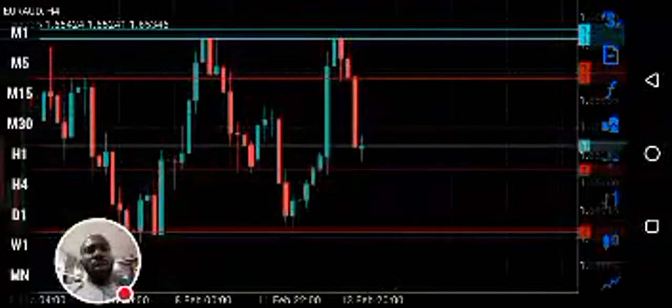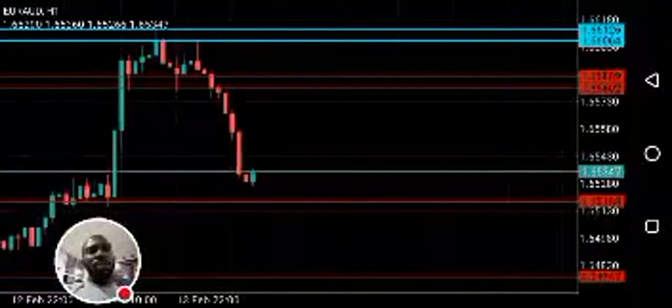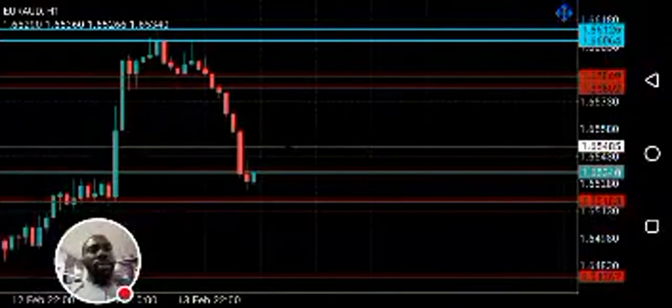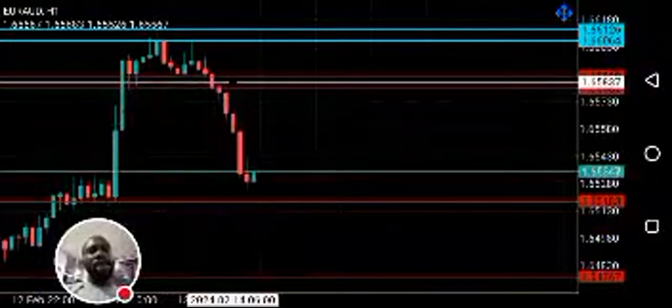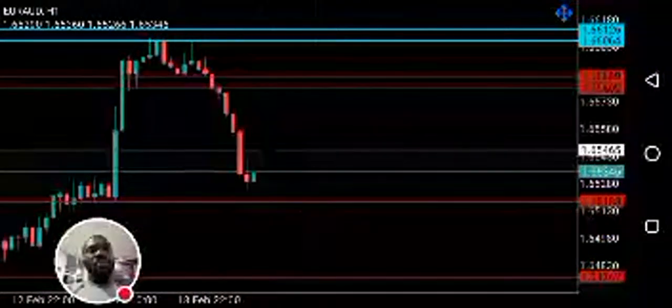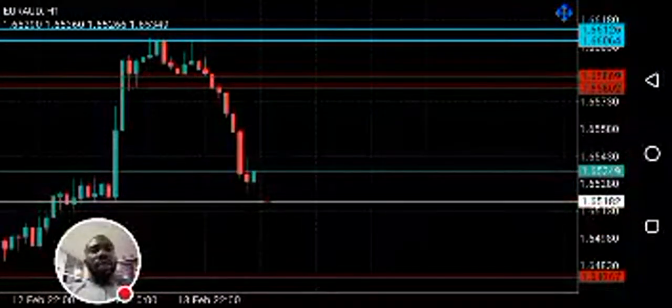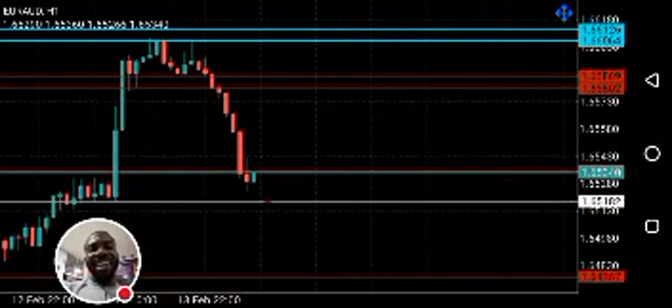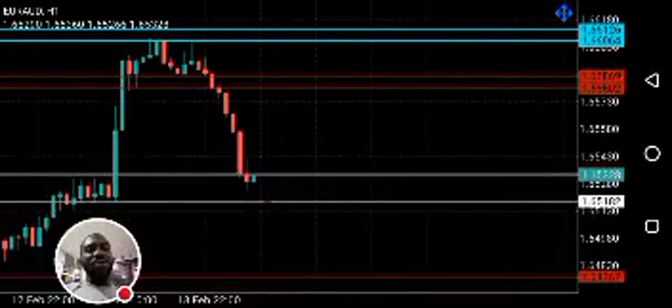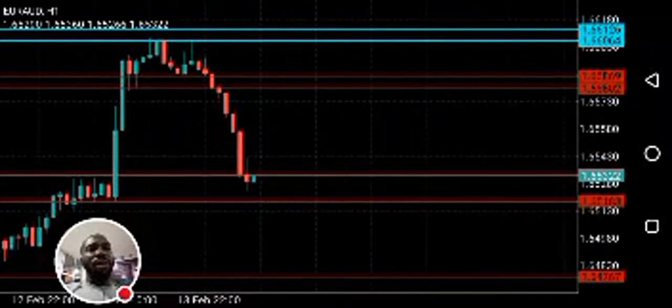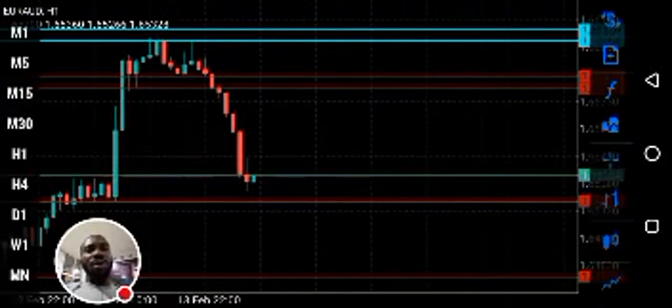Let's go down to 1 hour. So you can see the fair value gap. Price has to fill this gap before I'll consider selling Euro Australian dollar. So I'm patiently waiting for price to fill that gap before I sell Euro Australian dollar.